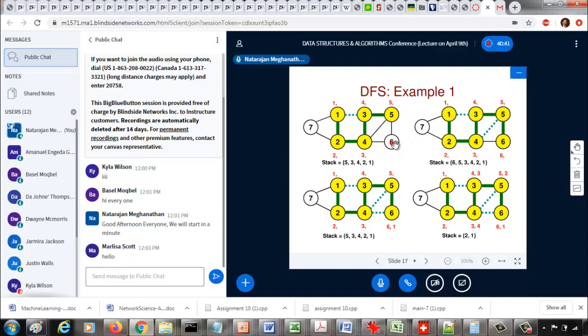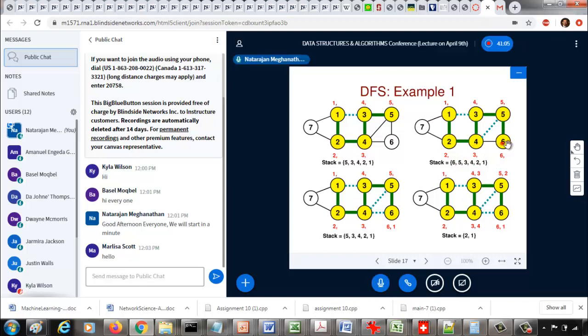Now vertex 6 has not yet been visited. So we push vertex 6 to the stack and set its push order to be 6, because that's now the 6th vertex to be pushed to the stack, and mark this edge to vertex 6 as a tree edge, because that's used to visit vertex 6 for the first time. So vertex 6 is now in the stack.